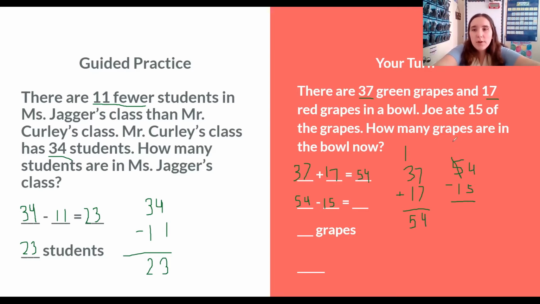I'm going to borrow a 10 over here, make this a 4, and bring those 10 ones over here to make 14 ones. Now I can do 14 minus 5 because that equals 9. And then 4 tens minus 1 ten equals 3 tens. So there are 39 grapes left in the bowl after Joe ate his 15. Let's check out our next page.